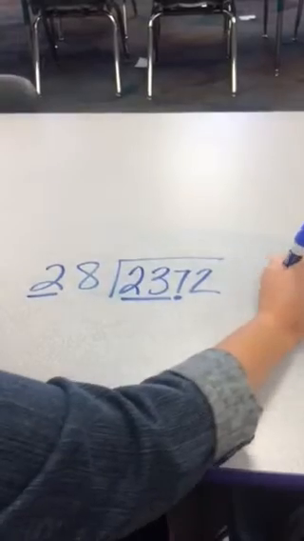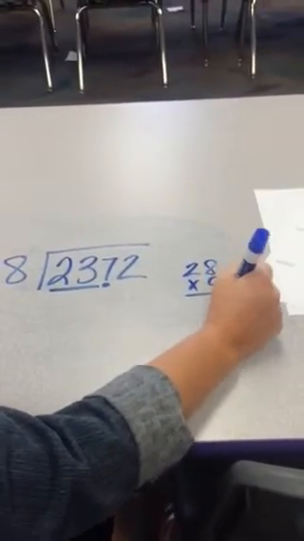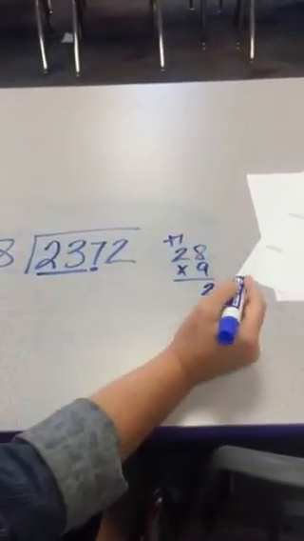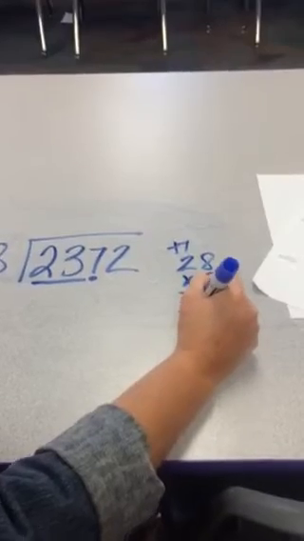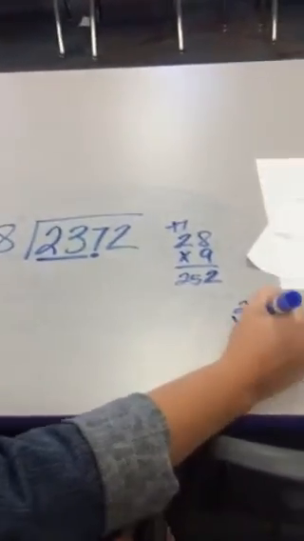So I'm going to try 28 times 9. 9 times 8 is 72. 2 goes down, plus 7 goes up. 9 times 2 is 18, plus 7 is 25. Uh-oh, it's too big. So I'm going to try 28 times 8.